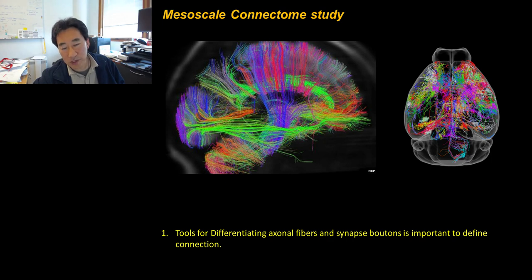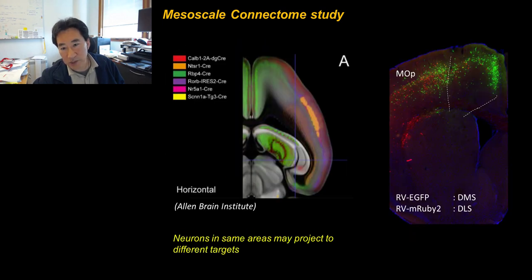Another problem is that the brain is very heterogeneous, even in the same brain area. When you look at the right panel, here I labeled the primary cortex neurons projecting to the dorsal medial striatum with green, by injecting retrograde virus expressing green fluorescent protein in the dorsal medial striatum. And I labeled the neurons projecting to the dorsal lateral striatum with red fluorescence. When you look at the primary motor cortex, there is not much segregation. There is some, but more likely they're intermingled in the similar brain area. So it's a little difficult to differentiate the neuronal population based on the projection.